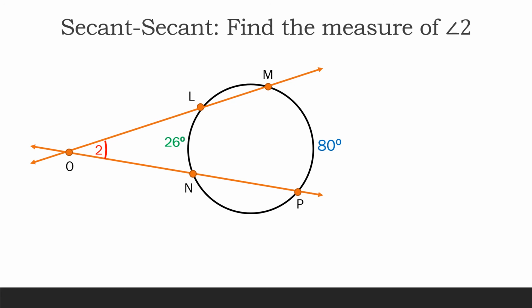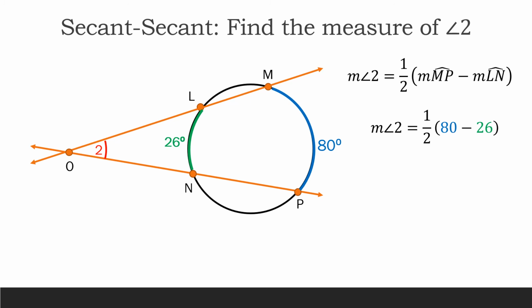So we would say the larger of the two, MP, which is 80, minus the smaller of the two, LN, which is 26. So we would say 80 minus 26 is 54, and then half of 54 is 27. So the measure of angle 2 is 27 degrees.